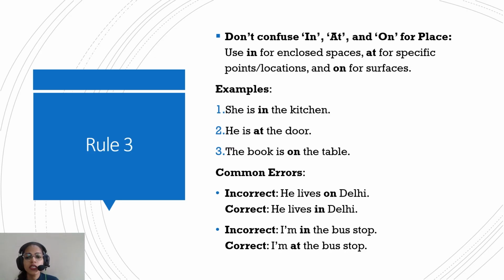Again, do not confuse in, at, and on for place. Use in for enclosed spaces, at for specific points or locations, and on for surfaces. So, she is in the kitchen. Small enclosed place, in. He is at the door, a specific point or location, and the book is on the table. So something is kept on the surface. "He lives on Delhi?" Of course not. It's not like he lives on the surface of Delhi, on the map of Delhi.